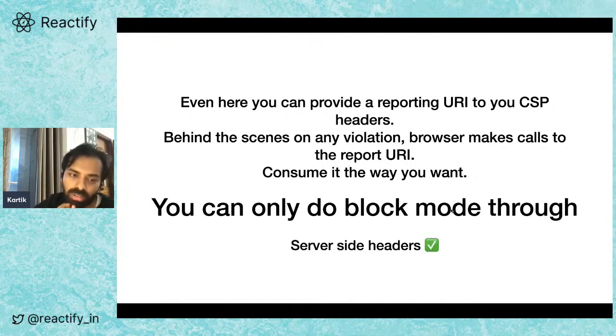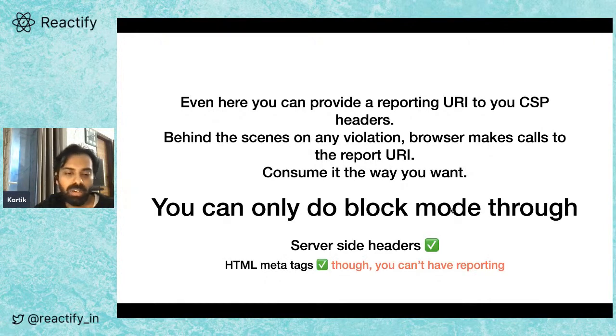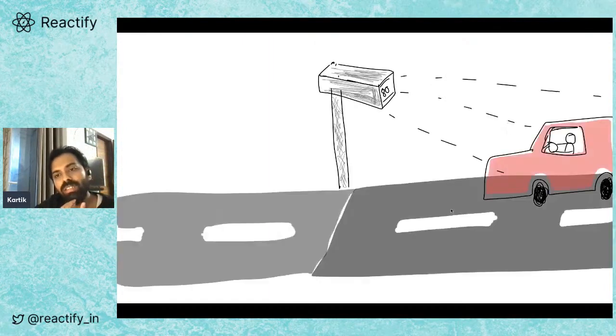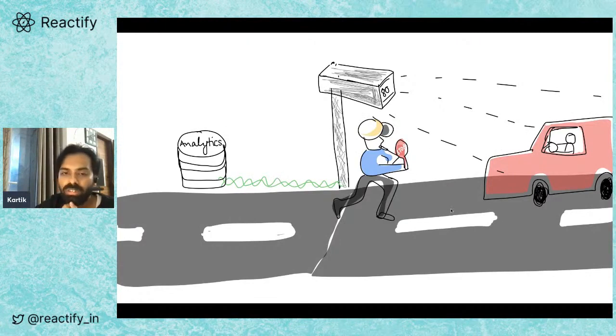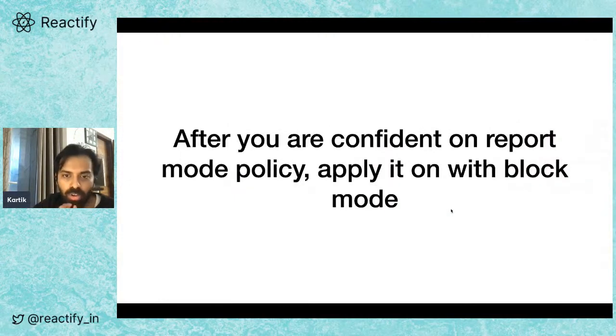And through the block mode, you can apply the block mode through server-side headers and also HTML meta tags. But as I had mentioned earlier, you cannot have reporting through HTML meta tags. You can just have block mode through HTML meta tags. And this analogy is something like you are monitoring the speed of the vehicle, but the moment it is reported, now the policy comes into action, and it sends the security guard, traffic police basically, to stop your vehicle from crossing or give you a fine or tell you to slow down or things like that. So this is how the block mode will work.